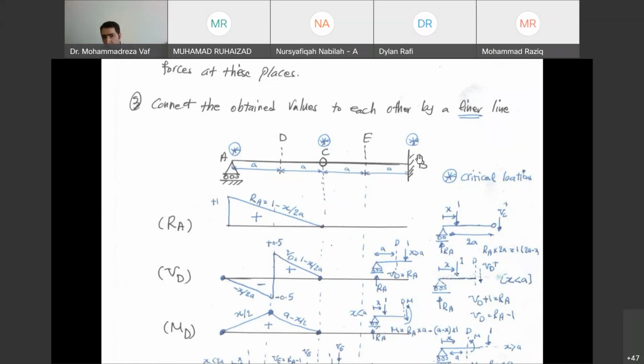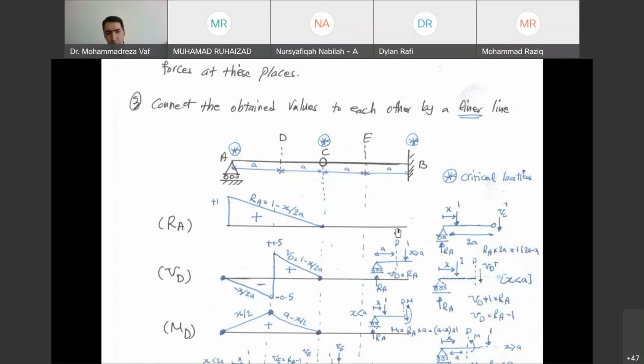If the load passes point C, again you can cut your beam at point C and look at the left side. The difference is that you don't have this load anymore, because the load has passed this point and is somewhere around here. In that case, RA is going to be 0, because if you write down sigma M at point C equals 0, RA multiplied by 2A should be 0. Therefore, RA becomes 0, meaning when the load is passing point C and reaching point B, there is no support reaction at point A, according to our calculation.